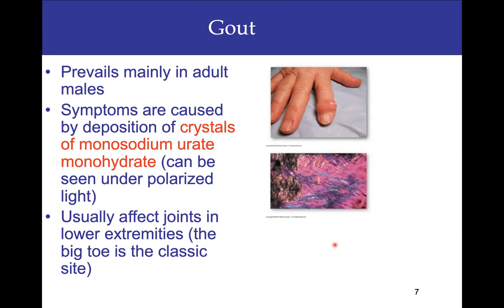Now, when you analyze the actual crystals that are present in the joint, they look something like this. This is a deposition of monosodium urate crystals. Under polarized light, they look like this. These are needle-shaped crystals, which under polarized light look pink and sometimes yellow, blue.